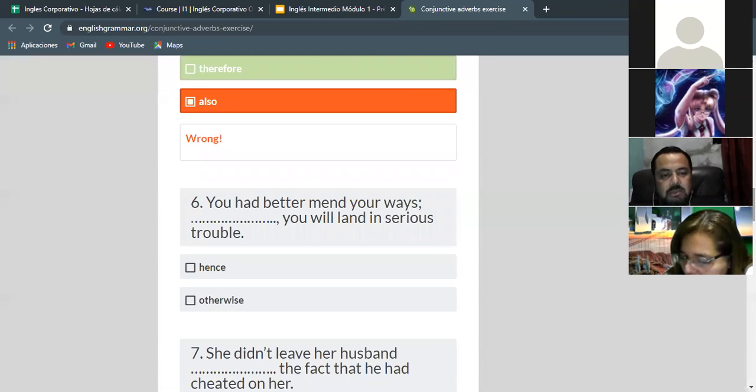Okay, number six. It says, you had better mend your ways, hence or otherwise. Do you know what is to mend? To mend something. Mend is to fix, to correct something. Fix something. Yeah. Okay. So, do you believe it's hence or otherwise? What do you say hence means? What is hence? Do you remember?